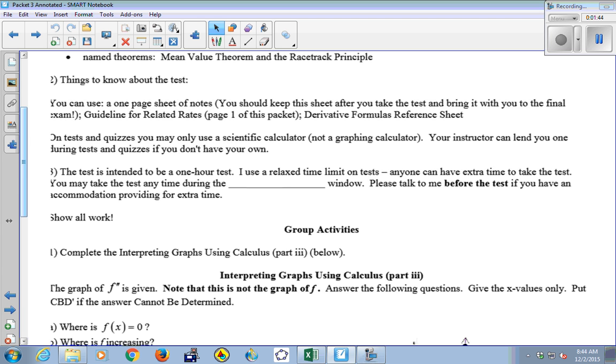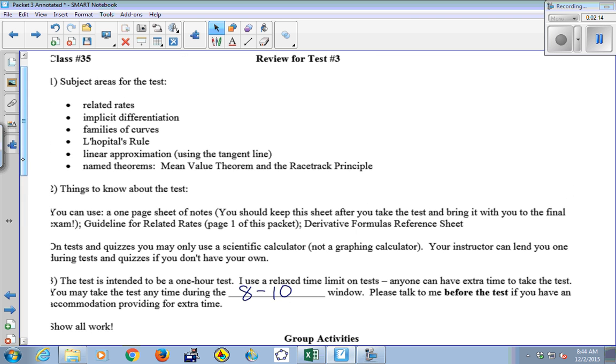You can use a scientific calculator, not a graphing calculator, and I'll lend you one if you don't have one of your own. It's intended to be a 1-hour test. A little bit relaxed time limit. If you think you're going to need more time, you should get here at 8. Okay, so Friday, 8 to 10 will be our testing window. And there are, I think, 7 questions. A couple of them have multiple parts, but none of them are like A through E or anything. There might be like an A and a B, but.